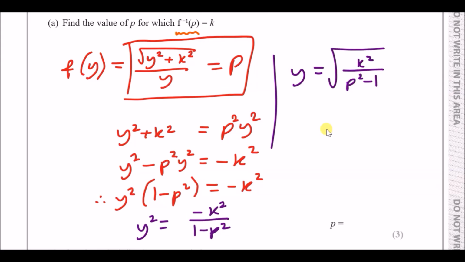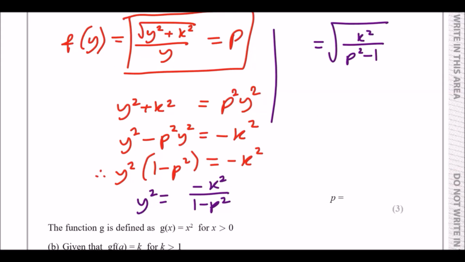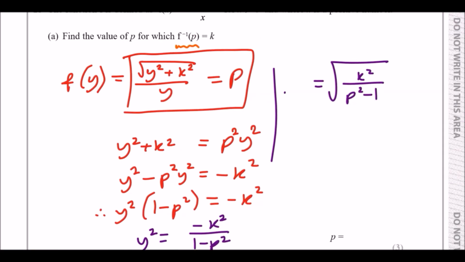And then put the square root sign. You've literally found it. So y is basically the inverse, so we can replace this with f inverse of p. And we also know that this expression is now equal to k.